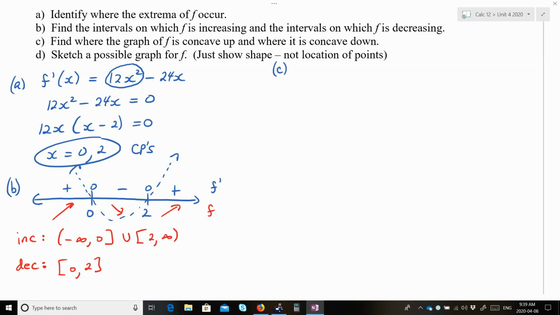Part C, find where the graph is concave up and where it is concave down. That comes from the second derivative. So let's figure out the second derivative. F double prime of x is going to be, I do the derivative of the first derivative, so I'm going to get 24x minus 24. Set that equal to 0 to find the inflection points.